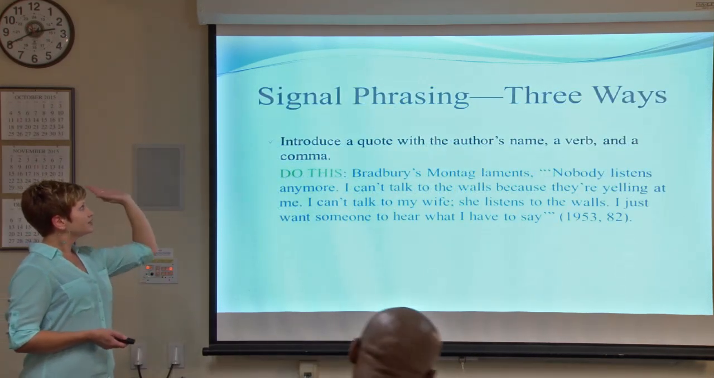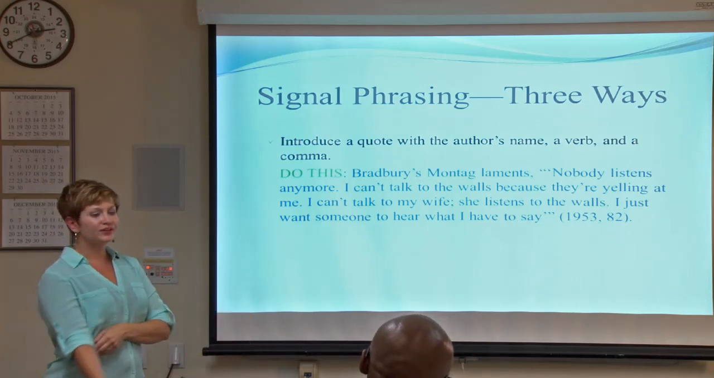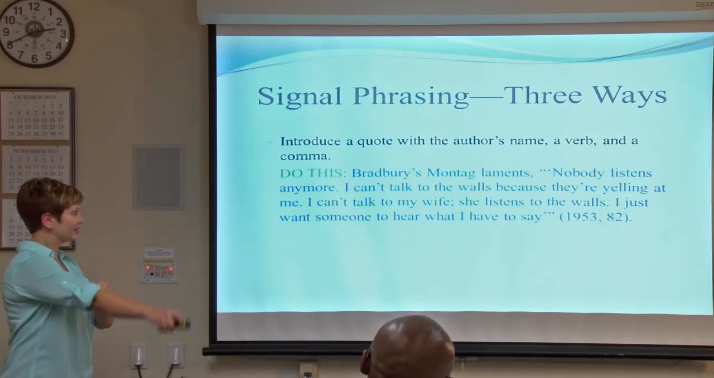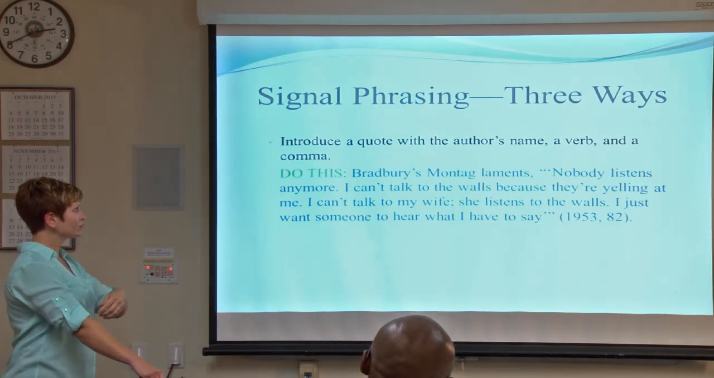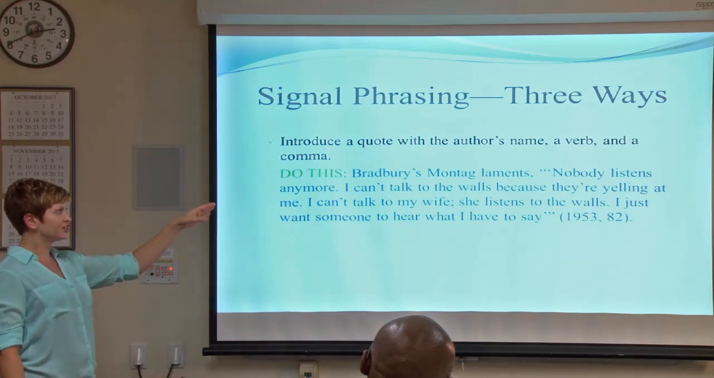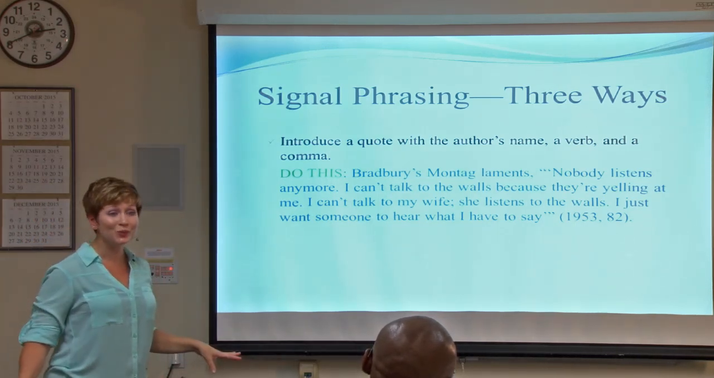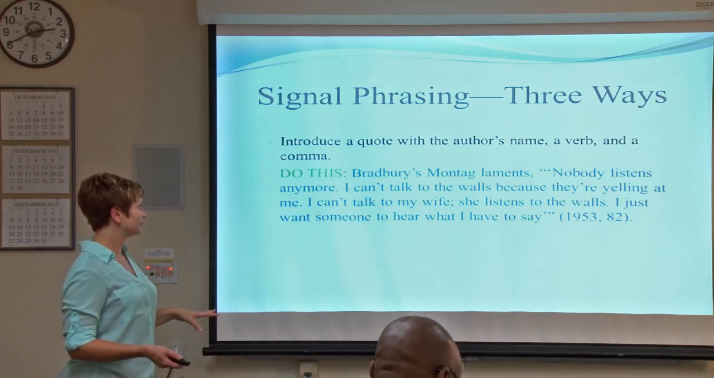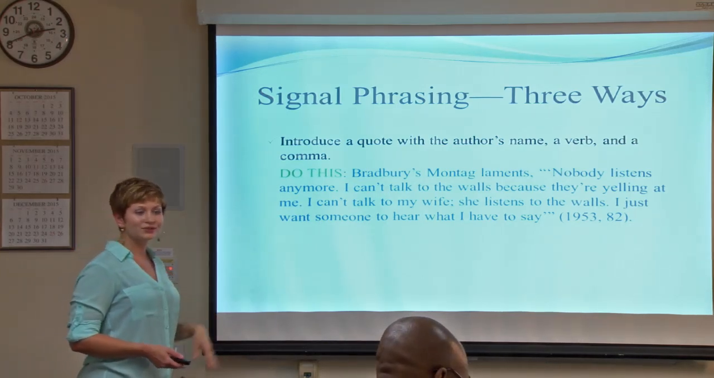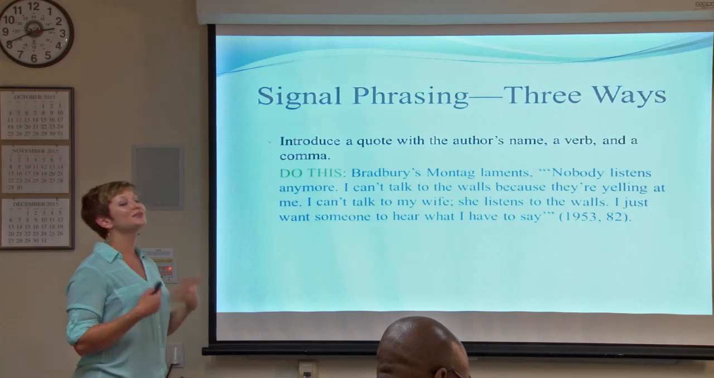So I have signal phrasing 3 ways. I will go through these quickly. They are in your handout. Introduce a quote with the author's name, a verb, and a comma. This is the simplest way to introduce a quote. Now, my examples are literary examples, so please forgive that.